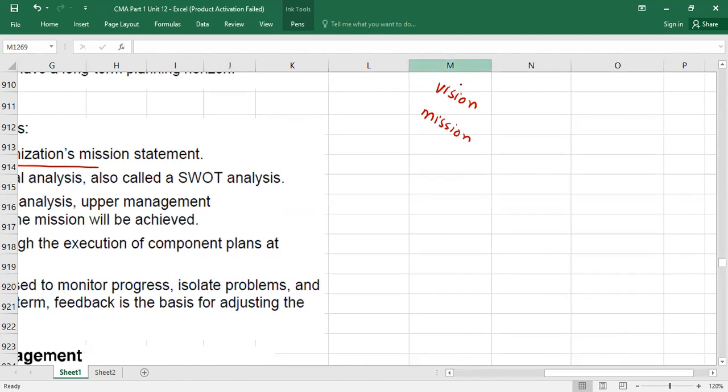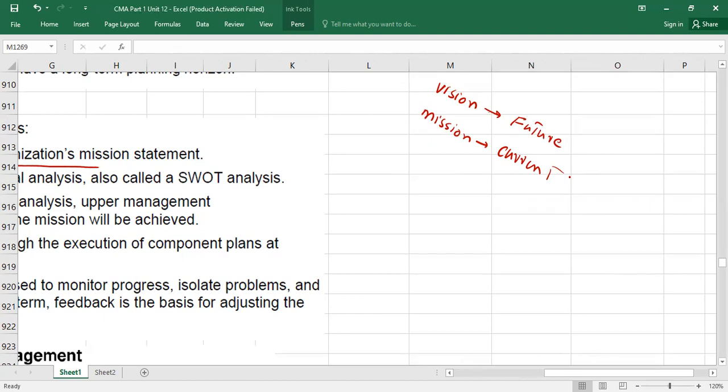So please remember, what is the difference between vision and mission? Vision always has a future focus, like where you want to be in the future. Okay, but mission always has a current focus. Current means what you are currently trying to achieve. Okay, current doesn't mean only 1 year. No, current means maybe over a period of 10 years time horizon. So what you want to achieve currently, that is called your mission.